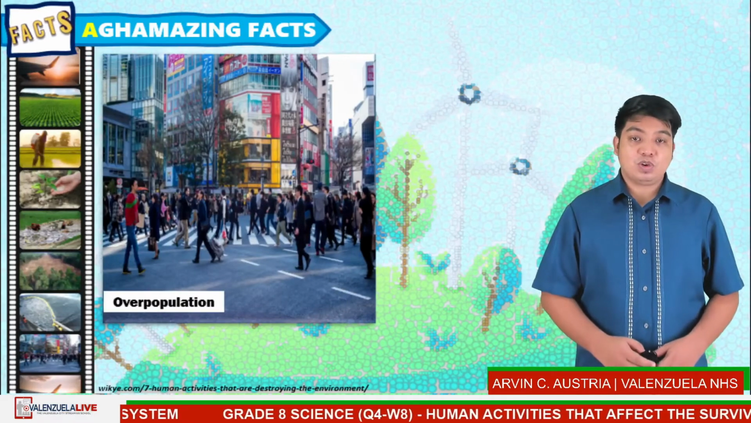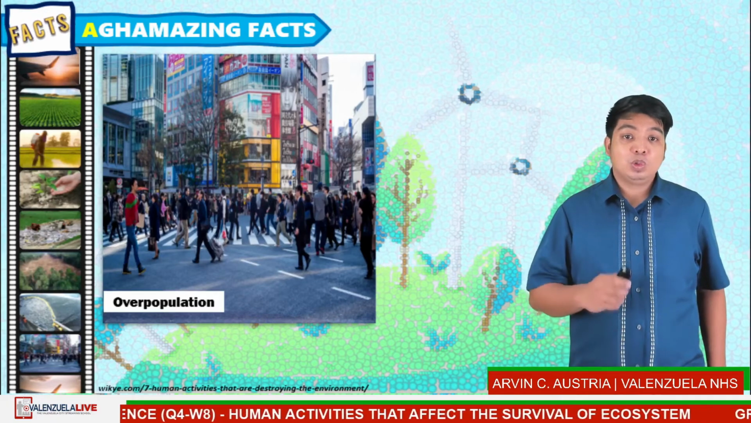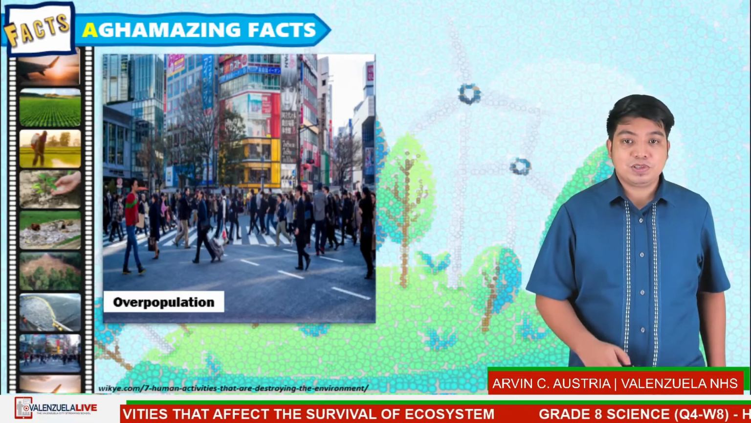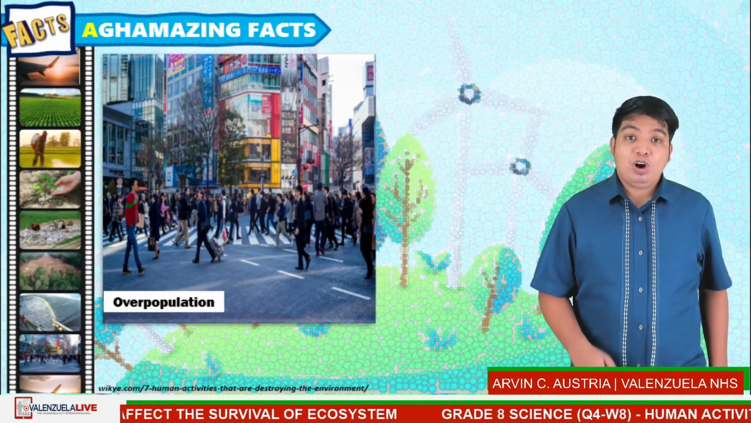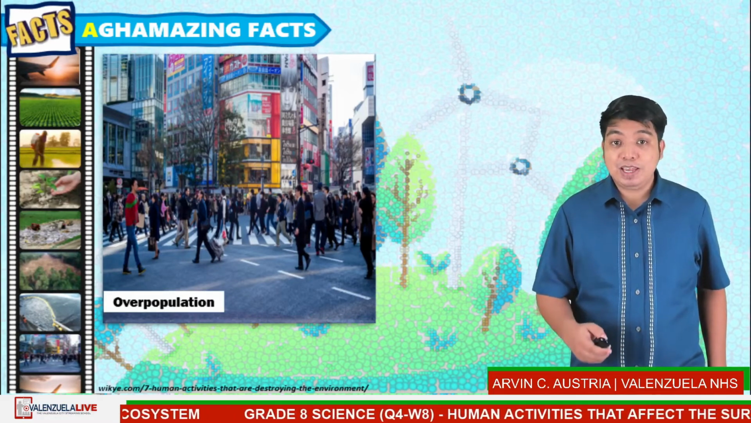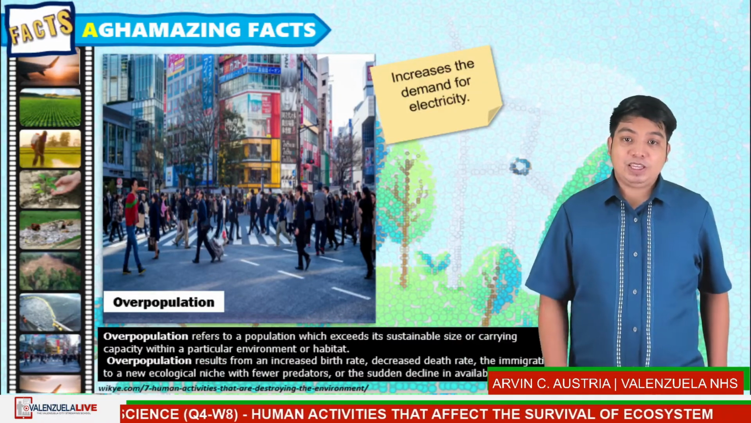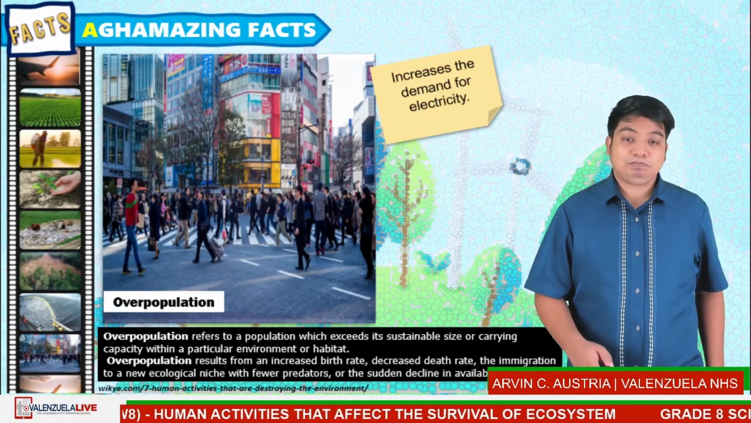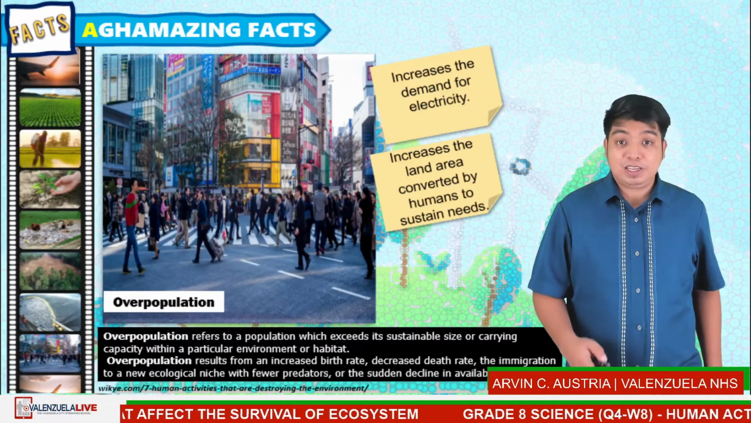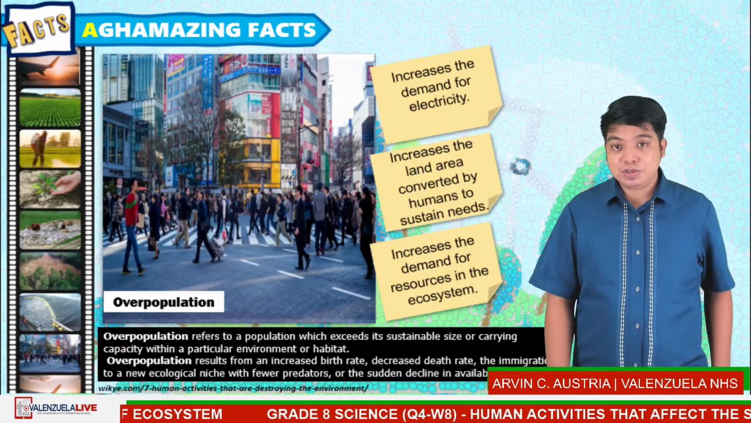Last on the list is overpopulation. This human activity triggers the increase in demand for other resources. As population increases, the need for resources increases as well. Overpopulation is defined as population which exceeds the sustainable size or carrying capacity. Its negative impacts are: it increases the demand for electricity, it increases the land area converted by humans to sustain the needs, and increases the demand for other resources from the ecosystem.